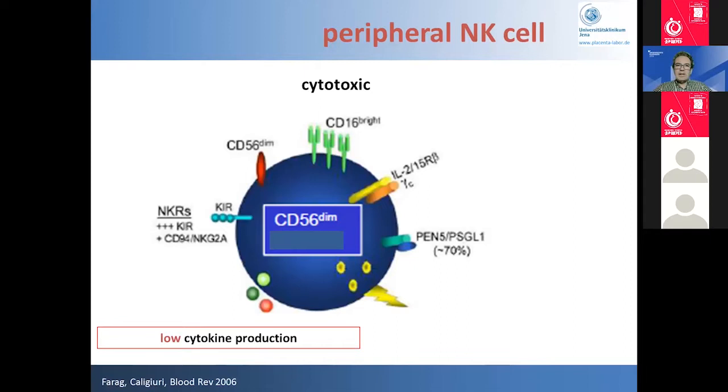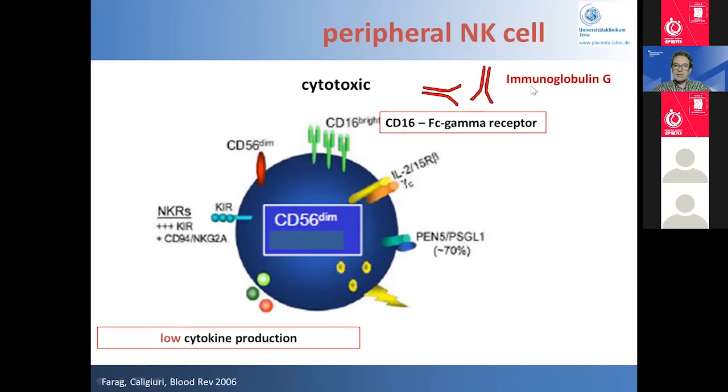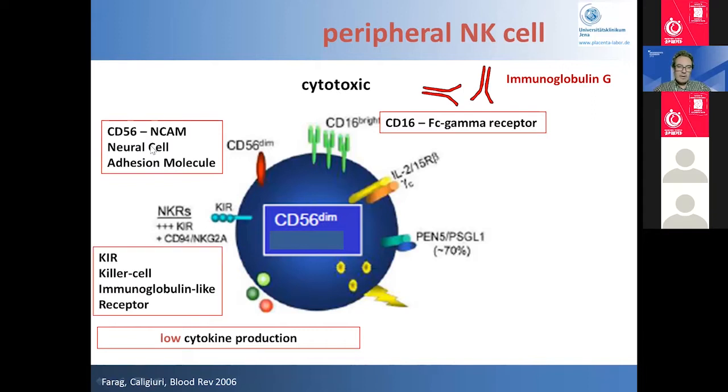So peripheral NK cells are mainly cytotoxic. They have strong cytotoxic potential, and they are mainly characterized by the expression of the CD16 Fc gamma receptor. This receptor interacts with immunoglobulin G, and this interaction can activate the cytotoxicity. It has a low expression of CD56, which is an adhesion molecule. It expresses killer cell immunoglobulin-like receptors, the so-called KIRs, which are important players in the interaction with HLA molecules and in recognizing self and non-self molecules and cells.